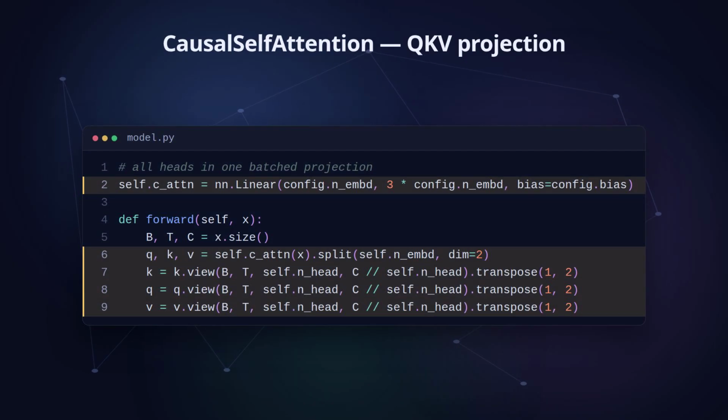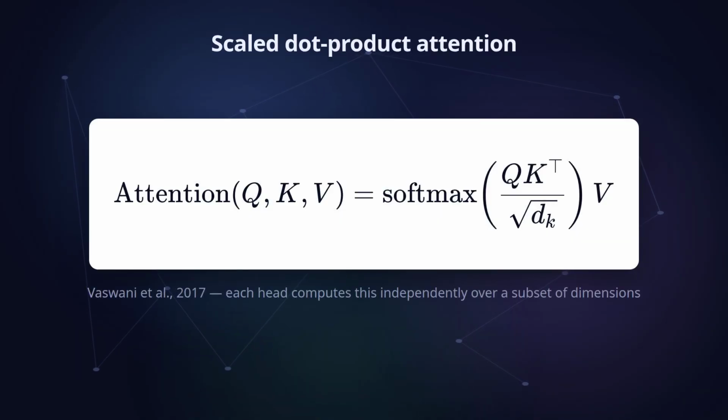Causal self-attention is the heart of the model. Queries, keys, and values are projected from the input in a single batched linear layer, then split and reshaped into multiple heads. The attention score between each query and every key is scaled by 1 over the square root of the head dimension d_k, then masked so each position can only attend to earlier positions, making the attention causal.